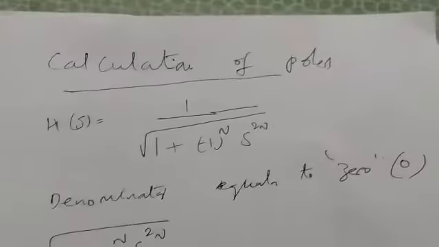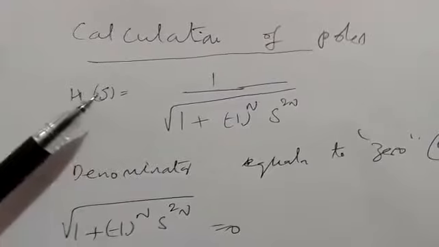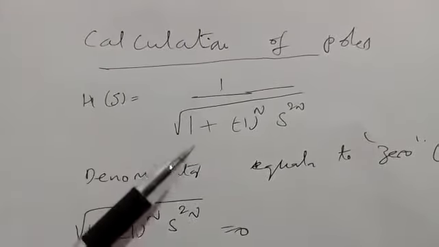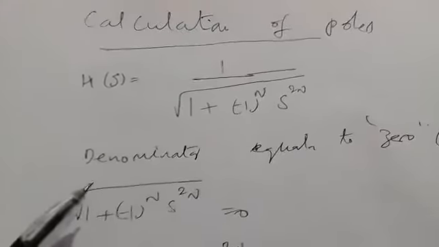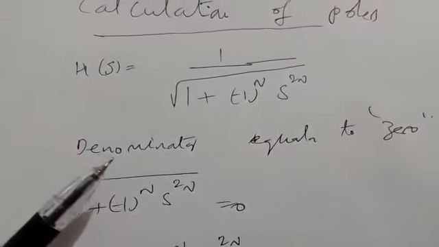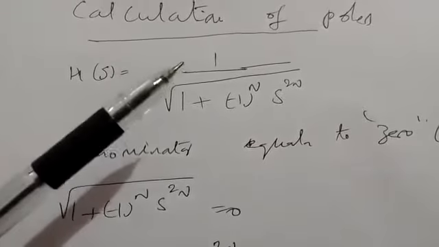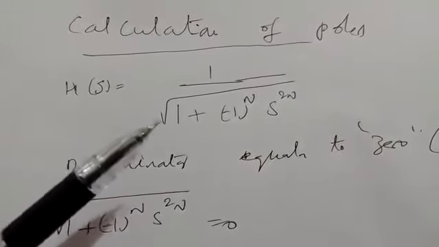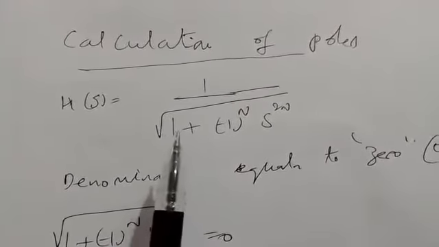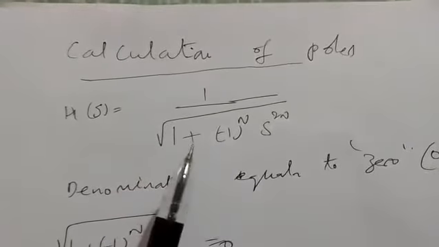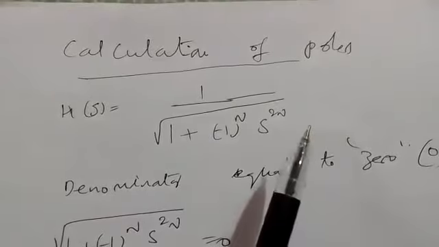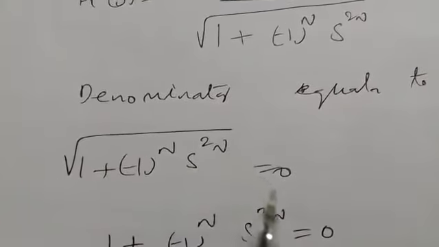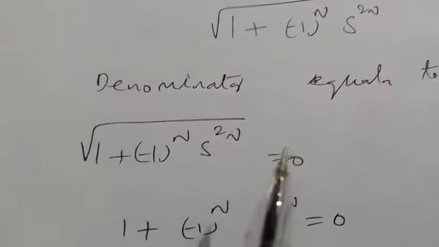And next, coming to the calculation of poles. Here H of s is equal to 1 by this formula, and we are normalizing. When we are going to find the transfer function, first we need to find the poles of the transfer function. So how to find the poles? This is the numerator and this is the denominator. Once the denominator equals 0, from that we can find the values of the poles. So 1 plus minus 1 whole power n s power 2n is equal to 0. This is for calculation of poles.